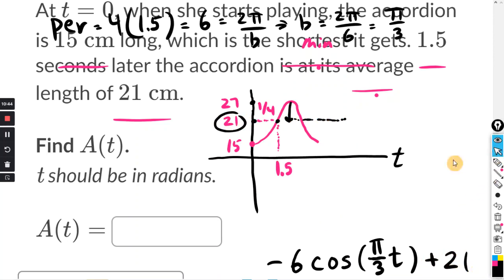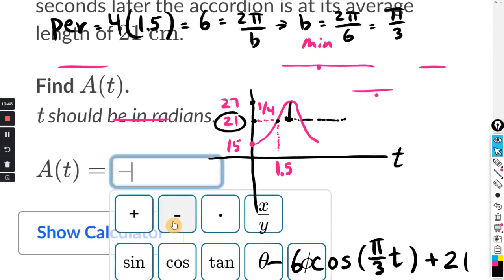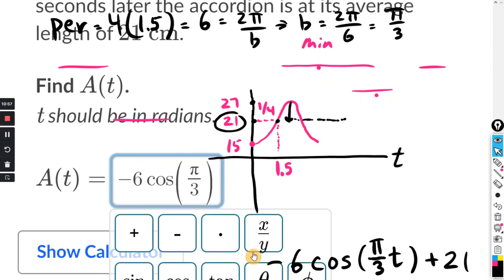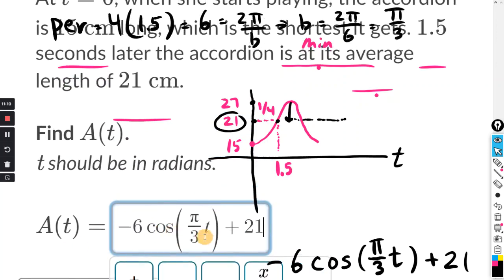So that's it. All right, click in the box. We have -6 cosine parentheses. And that's going to be pi, I'll type pi/3, pi over 3. Hit the right arrow key and type T. Okay. Hit the right arrow key again. Outside the parentheses, we have plus 21. All right, so that's it. Make sure you use T and not X.